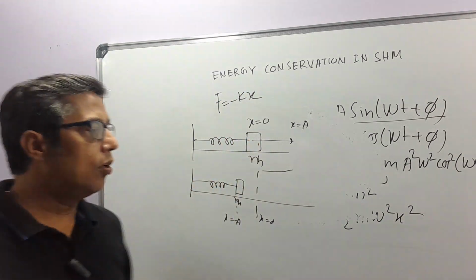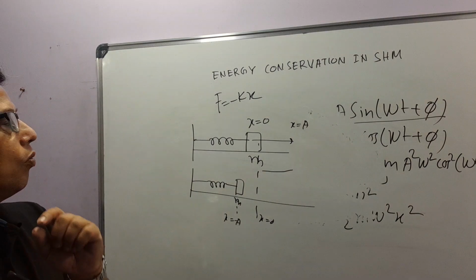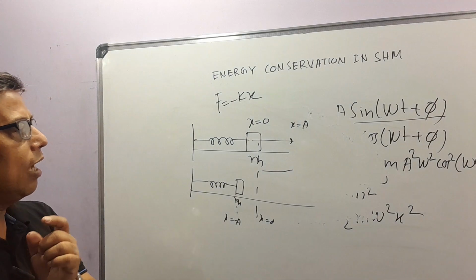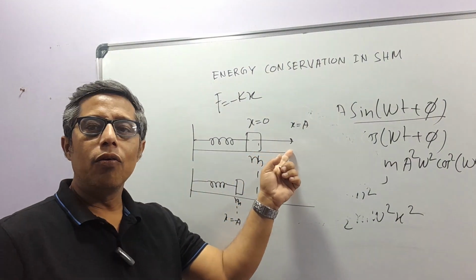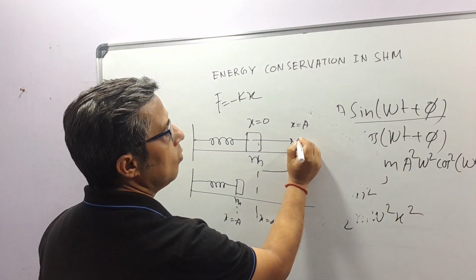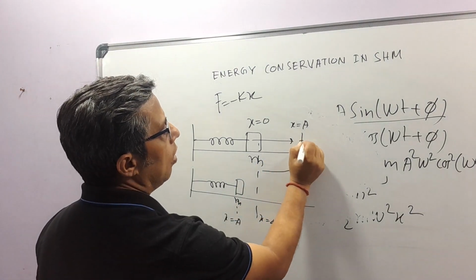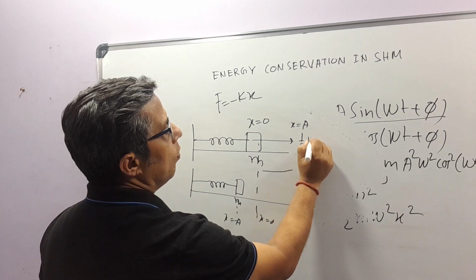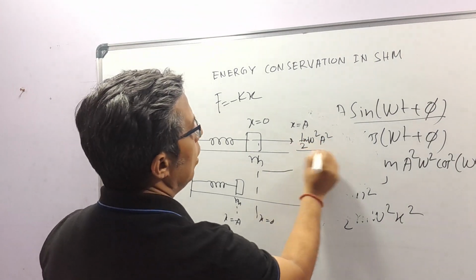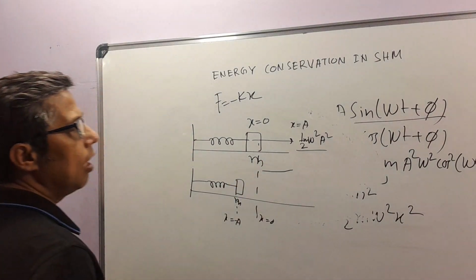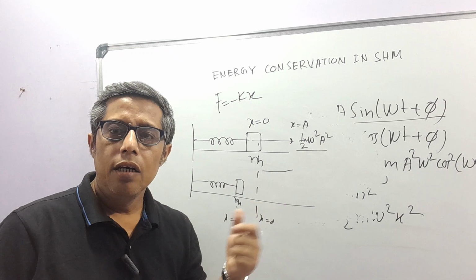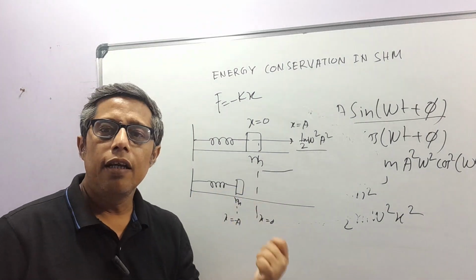When x is equal to 0, what happens? We know that when x is equal to 0, the velocity is maximum, right? And when x is equal to a, the velocity is 0. So in case of the spring, when x is equal to a, the total energy will be what? Half m omega square a square, right? Similarly, when x is equal to 0, the total energy will be the same. That is converted from the potential.